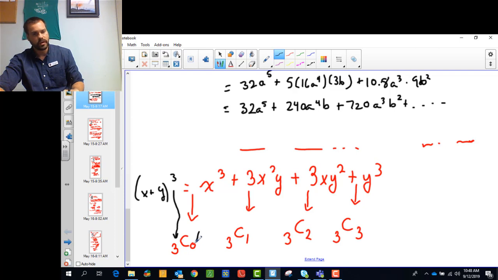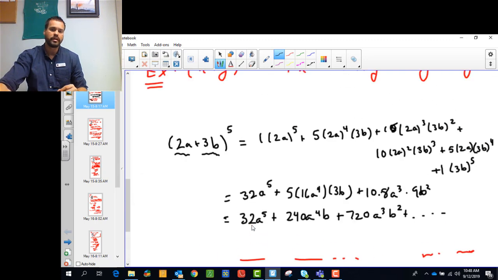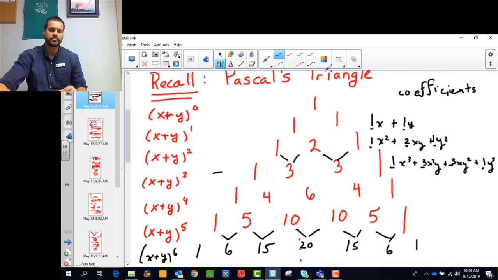And then this is the power of the second term, or the first term. It really doesn't matter, because you'll notice that it's symmetrical, right? Pascal's triangle is. If we scroll back up to Pascal's triangle, you can see it repeats. It's 1, 3, and then 3, 1. It's 1, 4, 6, and then 4, 1, right? It's 1, 5, 10, 10, 5, 1. So it's symmetrical through the middle.